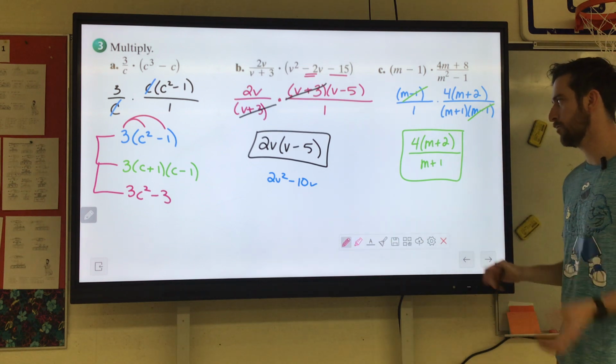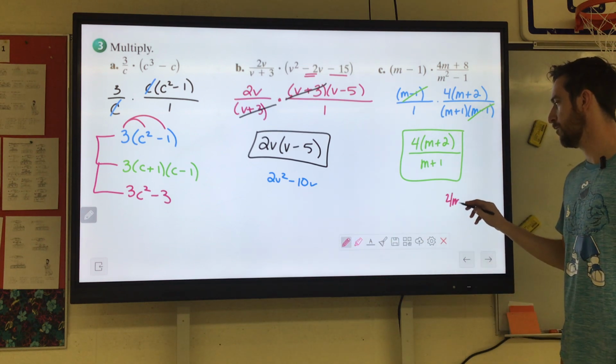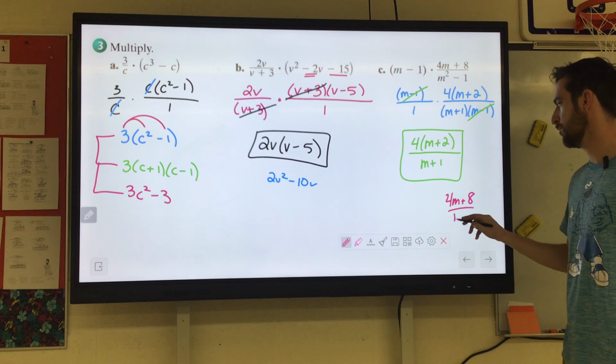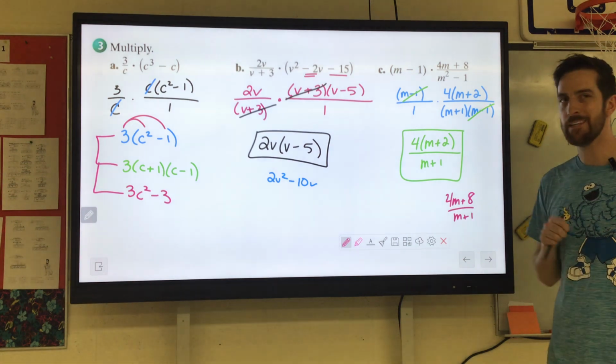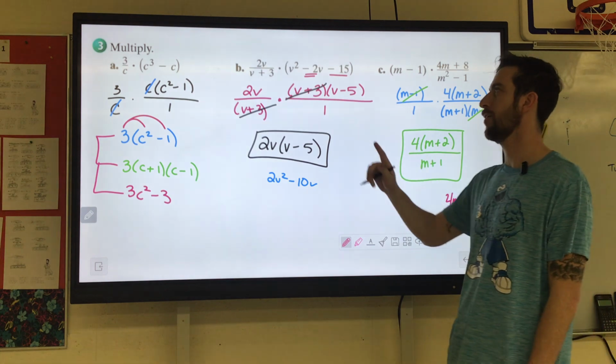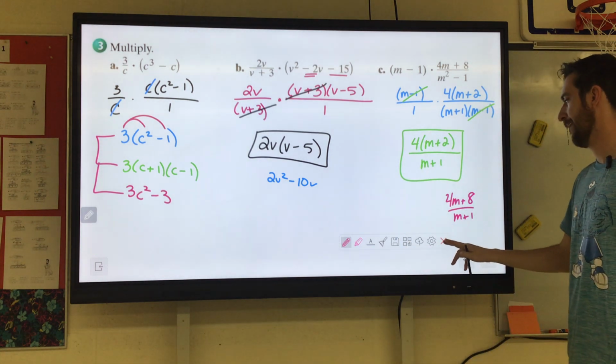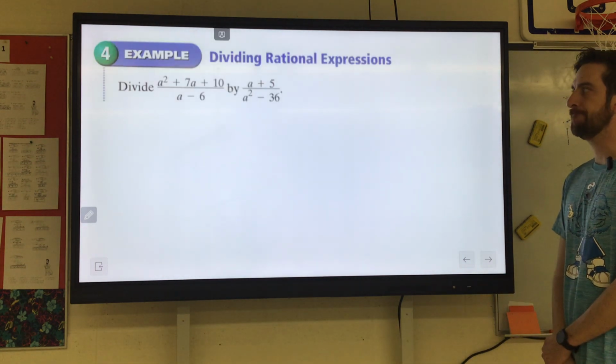And again, if you want to distribute the 4, you can: 4m plus 8 over m plus 1. I wouldn't even recommend that, though, based on where we're going from here. All right.